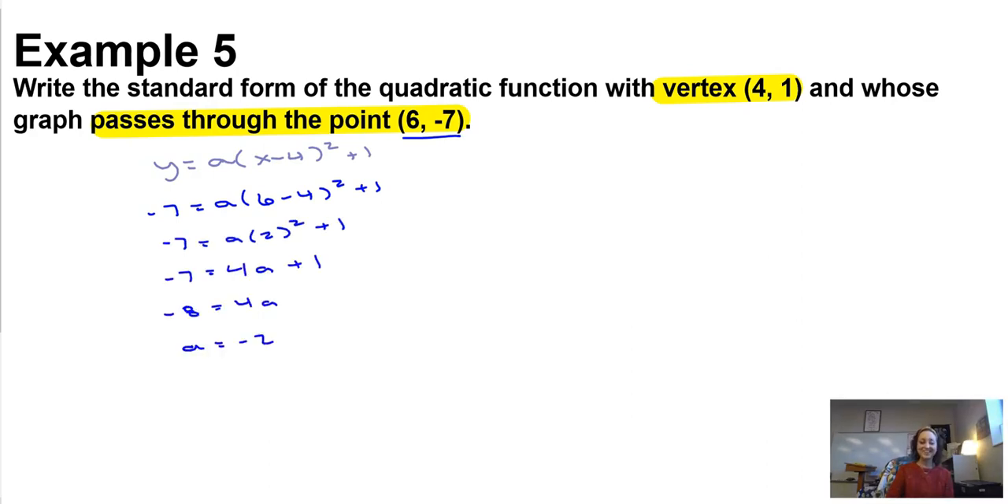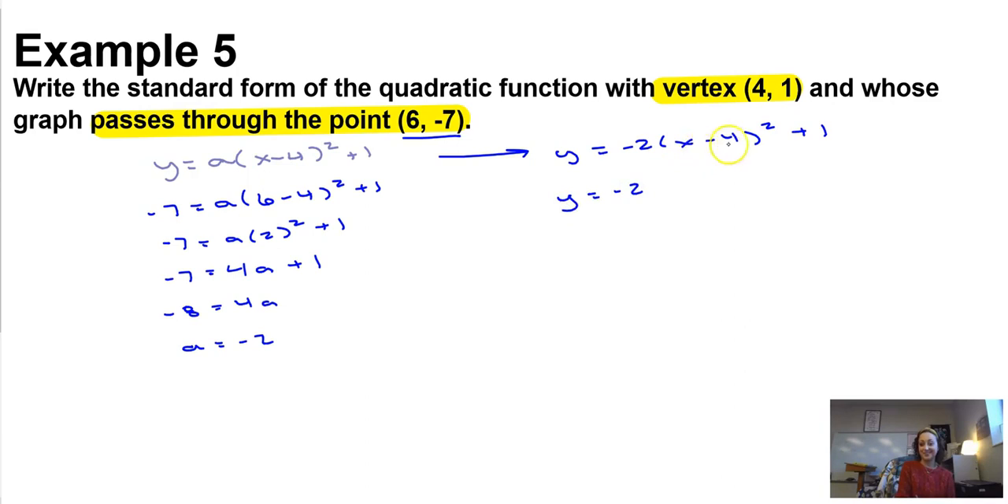All right, so we should have gotten -2. So let's come back over here and plug in that -2. So I've got y equals -2 times quantity x minus 4 squared plus 1. This would be my function in vertex form, and if I wanted to get it in standard form, I would simply expand everything and combine like terms.